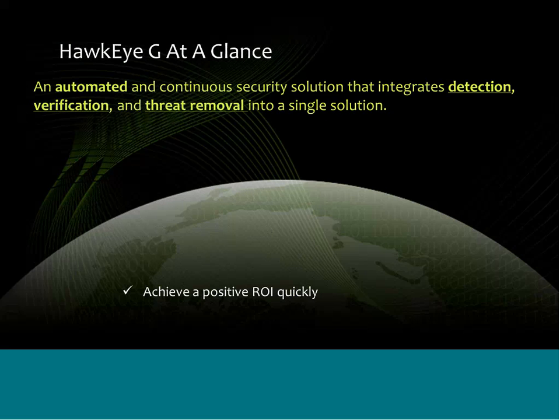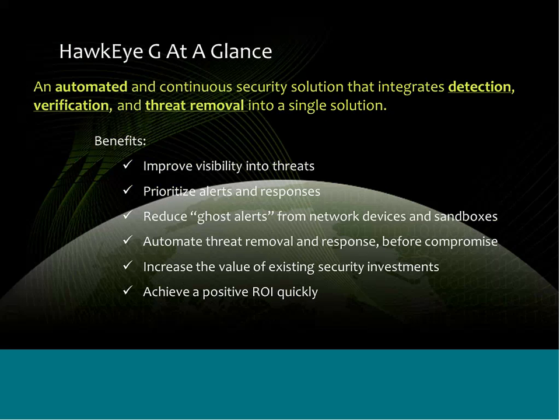So just as a summary, HawkEye G is an automated platform. We take automation and we apply it to detection, verification, and threat removal. By using automation for detection, we can find activities of compromise, indicators of activity at the endpoint and at the network, use automation around threat analytics to surface the highest threat activity going on today, and then use automation to remove that threat before breach or compromise.